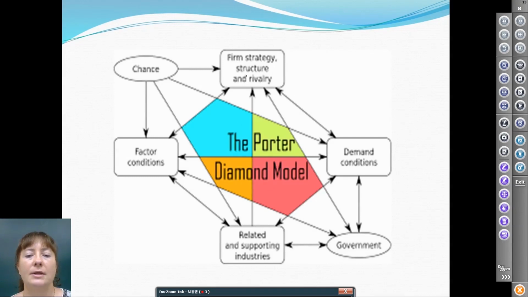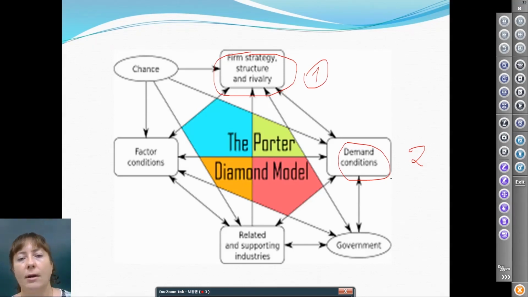So the first area is the company itself: the company strategy, structure, and rivalry. Michael Porter tells us to try to understand and investigate your internal environment. What kind of strategy do you have? What kind of business model do you have? What kind of core competencies do you have? This is the first force. The second force, demand conditions. He tells us to investigate the market. What kind of demand do you have in that market? Do they really need your technology or product? And what is happening with other products or competitive products and technologies in those markets?